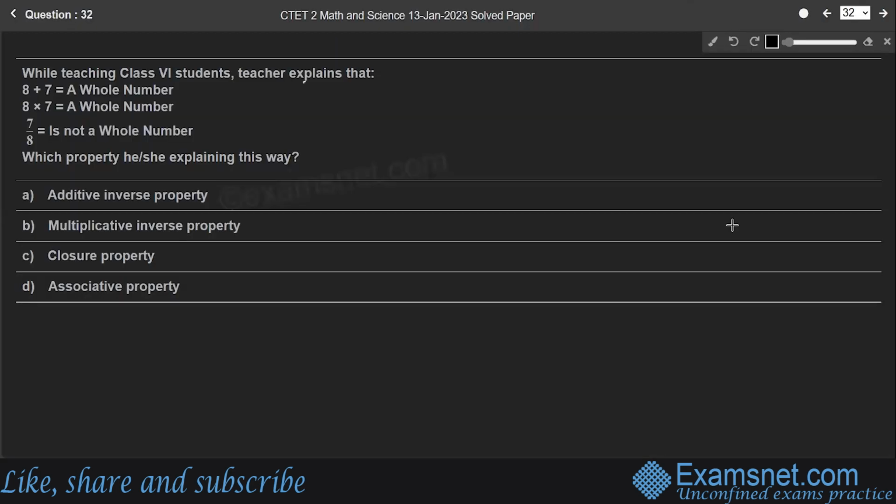Question 32. While teaching class 6 students, the teacher explains that 8 plus 7 is equal to a whole number and 8 into 7 is equal to a whole number. So 7 by 8 is not a whole number. Which property is he or she explaining this way? Here students, two whole numbers 8 and 7. Both 8 and 7 belong to the set of whole numbers, right? So 8 plus 7, here the operation is addition. When we add two whole numbers, you will get a whole number, right? So here the property is addition.